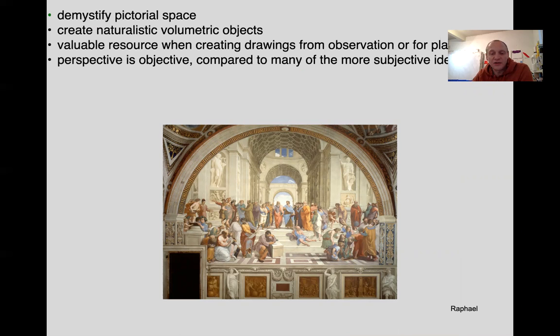It's objective. So compared to a lot of other stuff that we see in art, which would be subjective, there's a right and wrong. So it's geometric. It's mathematical essentially. There's a correct answer, and then there's a wrong answer. It either looks right or it doesn't look right.